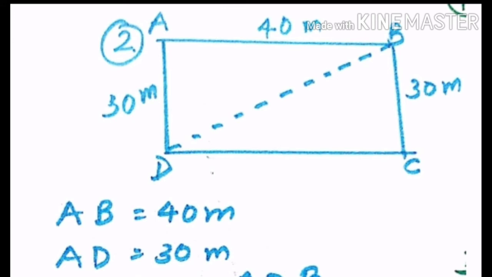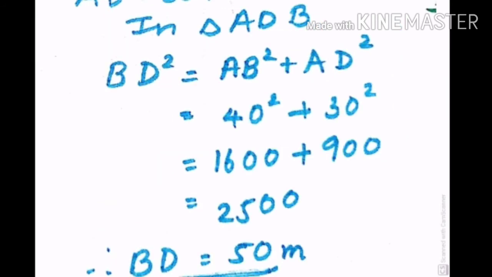Now we want to find our BD value, and BD is our diagonal and it is also opposite to angle A, and angle A is 90 degree. So BD is our hypotenuse in triangle ABD. So now students, in triangle ADB, I use Pythagoras theorem as BD is a hypotenuse. So BD square is equal to AB square plus AD square. And I substitute the value of AB as 40 square plus AD 30 square.